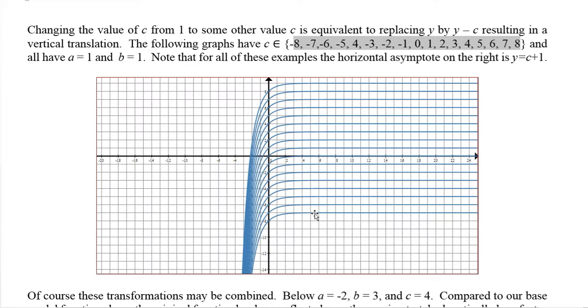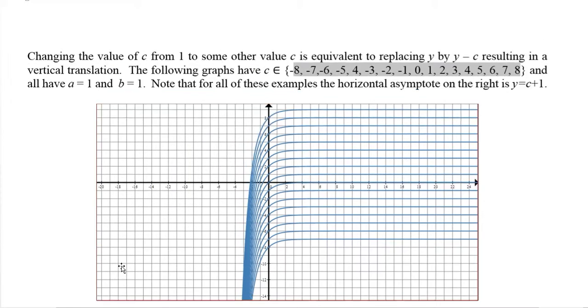This one has c as -8, -7, -6, -5, -4, -3, -2, -1, 0, 1, 2, 3, 4, 5, 6, 7, 8. The horizontal asymptote is always just c plus 1 in this case. And the y-intercept in this particular case is the c value.